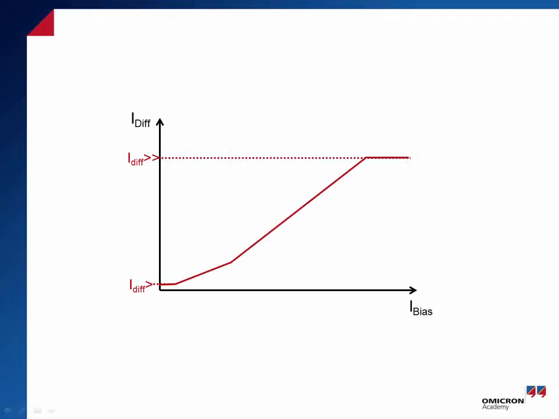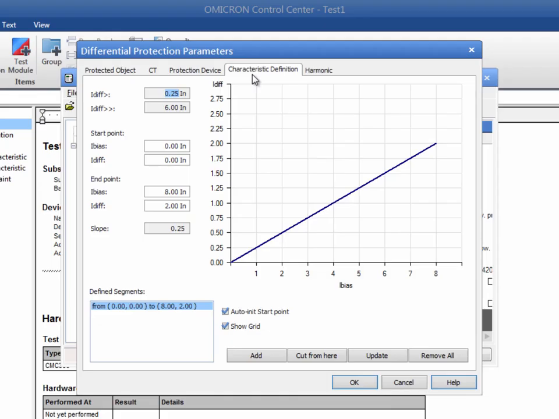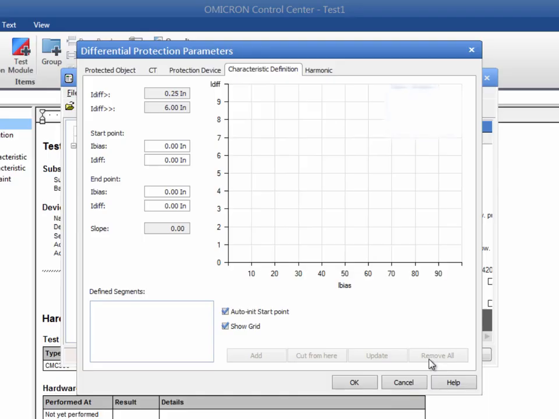The picture shows the points and slopes which are given in our example. From these values, we have to calculate the intersection of the lines by using the straight line equations. We get the 3 points required to define the characteristic in Test Universe. Check the Auto Init Start Point box to take the endpoint of the current segment as the start point of the next segment.